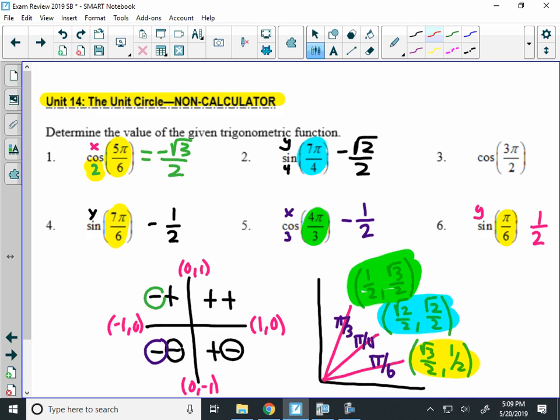All right, finally, cosine of 3 pi over 2. Now, 3 pi over 2 is a quadrantal angle. You need to know where 3 pi over 2 is, and that is down here on the very bottom. It's the negative y-axis, so we use the ordered pair 0, negative 1. Cosine is the x, so the x value of that ordered pair is 0.